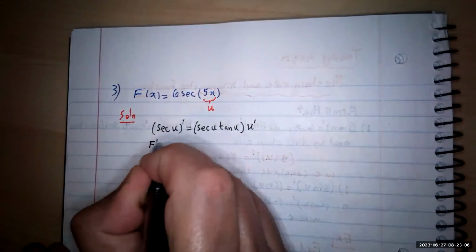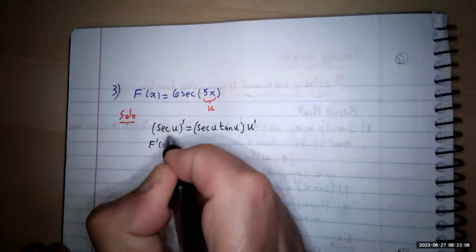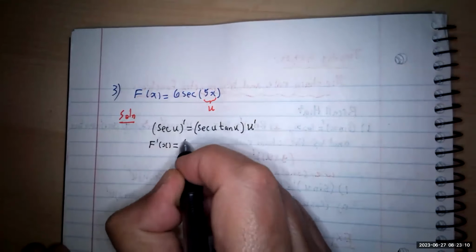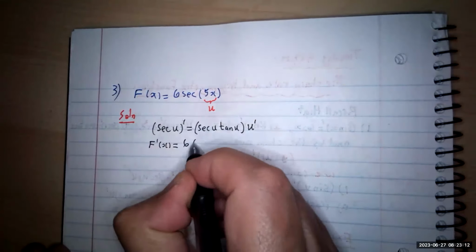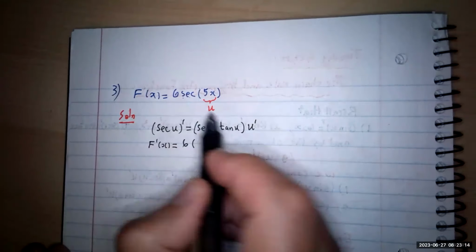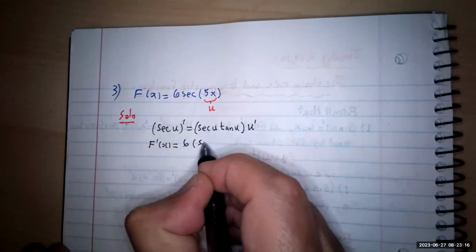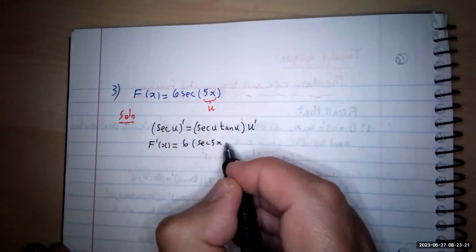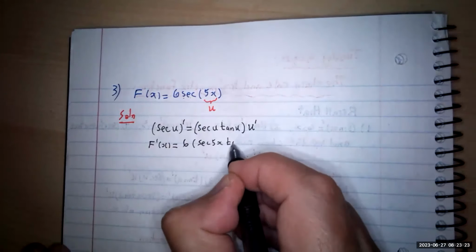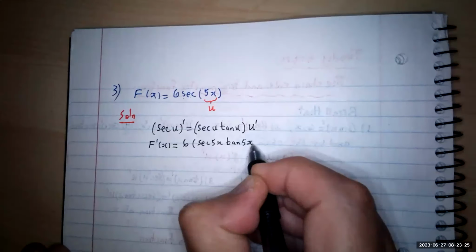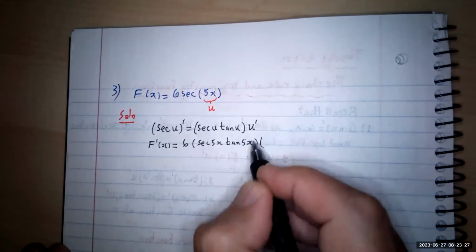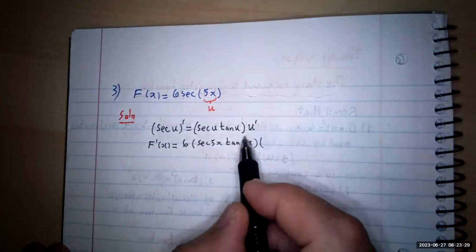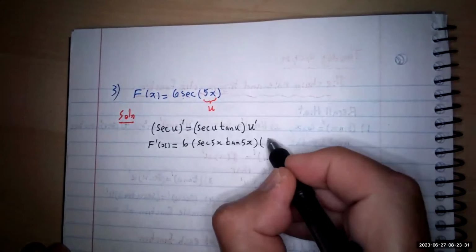So f prime of x is going to be equal to 6, the number, times the derivative of secant of 5x. Remember, the angle is going to be the same, u: secant of 5x, tangent of 5x. But you have to multiply by u prime. What's going to be u prime? The derivative of 5x is just 5.